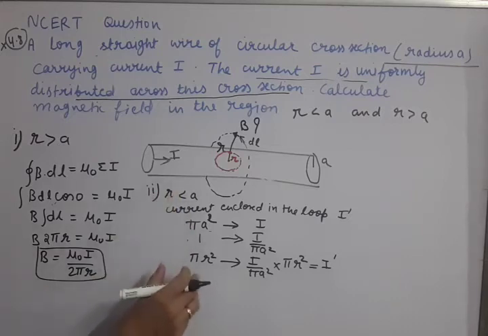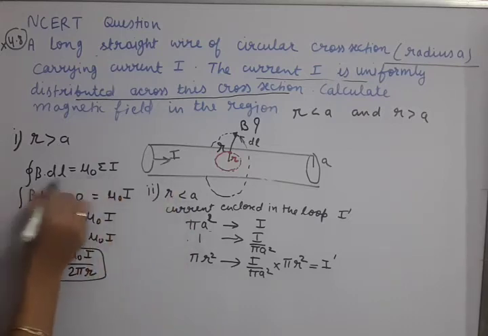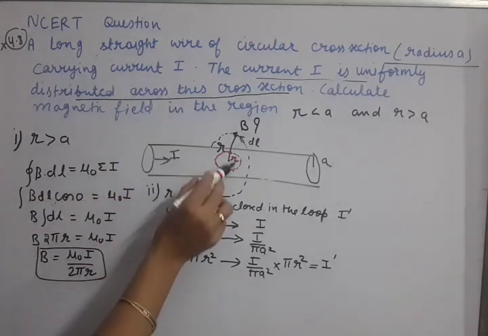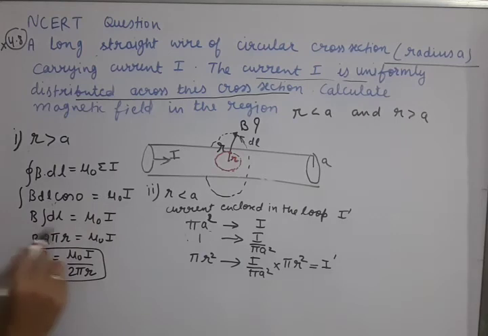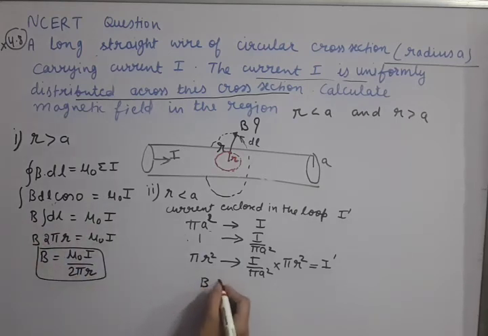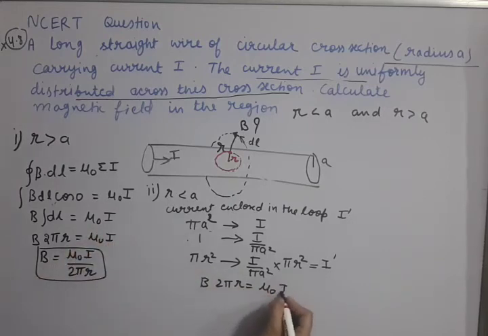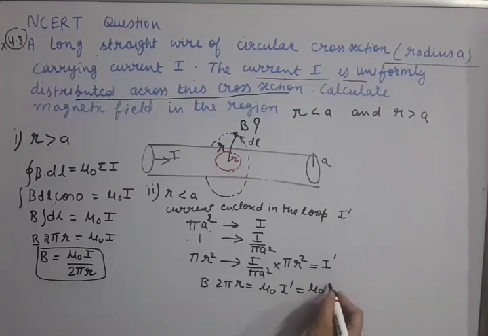After that we will apply Ampere's law with the same equation. Then again in this loop dl and B will be taken. So till this step it will be the same. B 2 pi r equal to mu 0 summation I. Now here the total current is I dash. Replace it with I dash and substitute the I dash value. So in the I dash value, pi and pi are cancelling, so I r square upon a square.